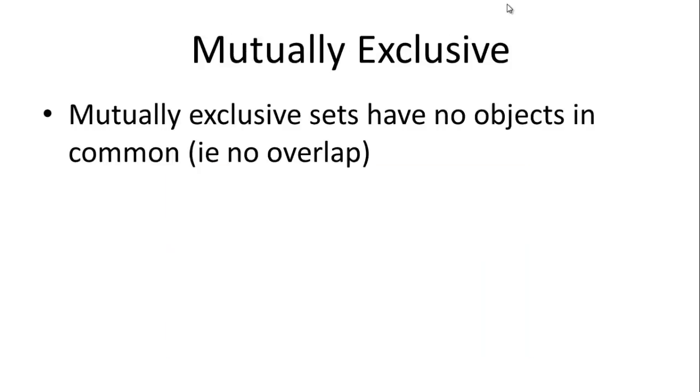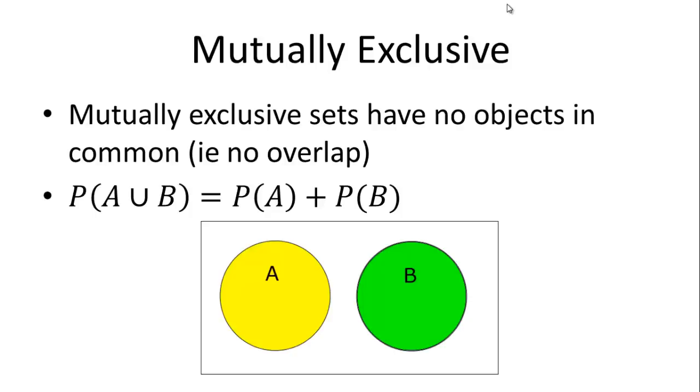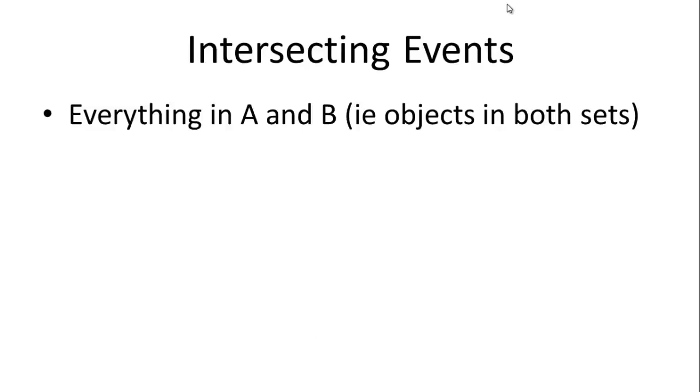Mutually exclusive events. This is when there is no overlap. So A is one set, B is another set, and this time the circles themselves aren't touching. So the probability of A union B is just the probability that something's in A, added to the probability that something's in B. So here, in terms of the areas of the circles, the yellow bit added to the green bit is going to be the union of the two when they don't intersect.